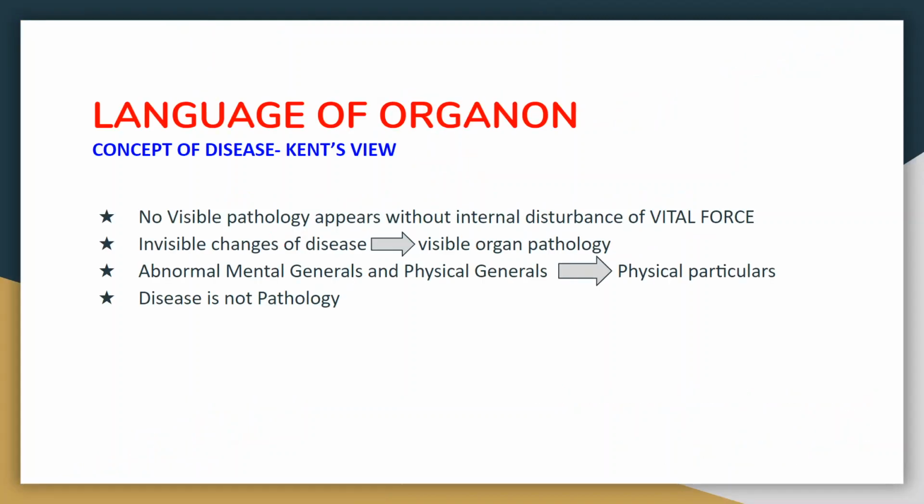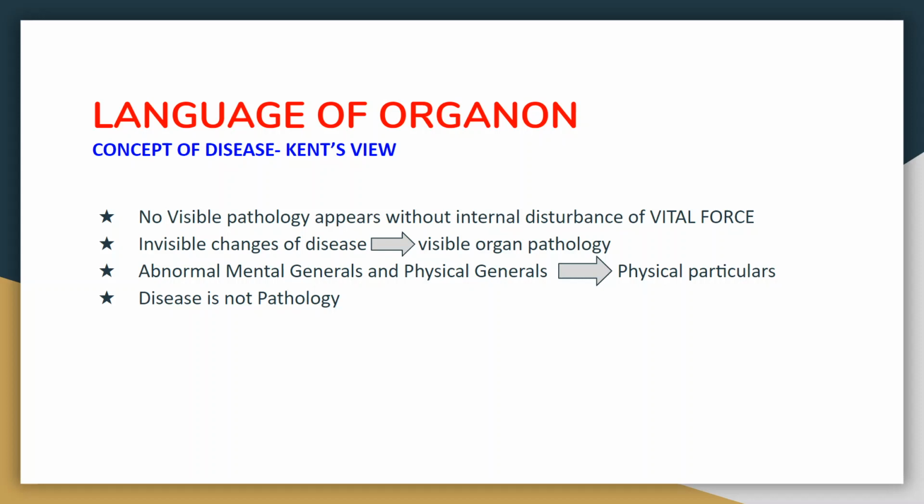Just have a look at the language of Organon. So the concept of disease by Dr. Kent. What he wants to tell us is that no visible pathology appears without internal disturbance of the vital force. So there are first invisible changes of disease, and they progress over a period of time to the visible organ pathology. Abnormal mental generals and physical generals are the invisible changes of disease.